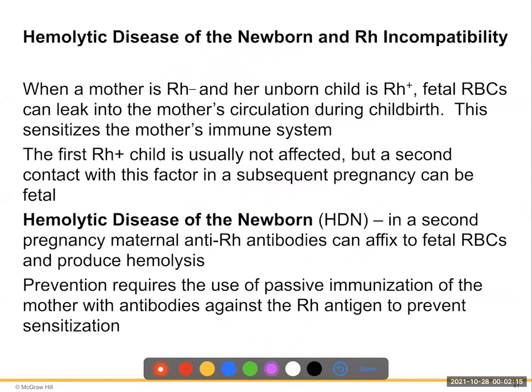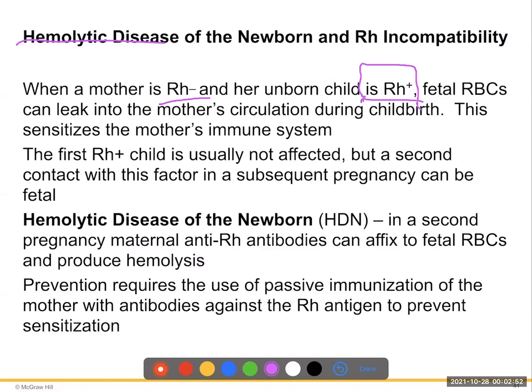Okay, here's your hemolytic disease of the newborn. This is the argument we talked about. When a mother is Rh negative and her unborn child is Rh positive. If they're both Rh positive, or both Rh negative, or if the mom's Rh positive, it makes no difference. The only combination that can be fatal, causing hemolytic anemia, is if the mother is Rh negative and the baby is Rh positive. Because remember, once the blood mixes, the mother's blood doesn't have Rh factor in it, so it's going to recognize this blood as foreign and produce antibodies to destroy it.